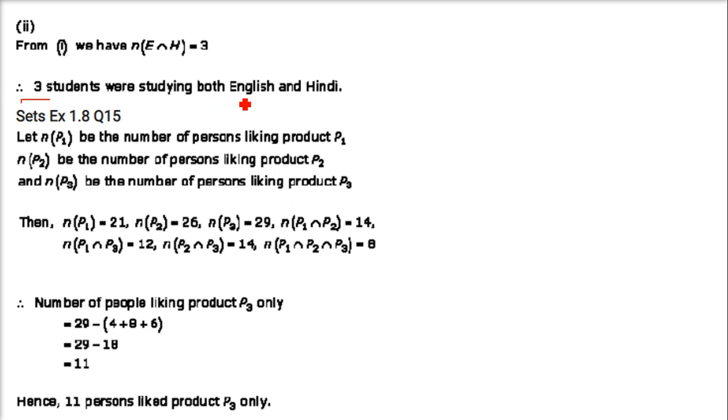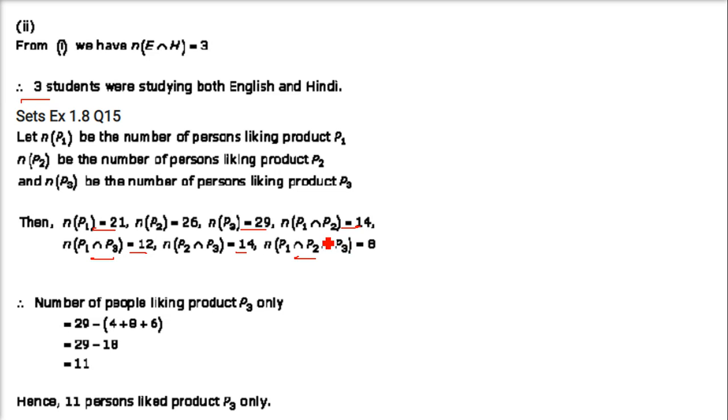Now the next one is, in a survey it was found that 21% like P1, 26 like P2 and 29 like P3. So P1 is 21, P2 is 26, and P3 is 29, then P1 intersection P2 is 14, P1 intersection P3 is 12, P2 intersection P3 is 14, and then we have 8 which is liked by all of them.